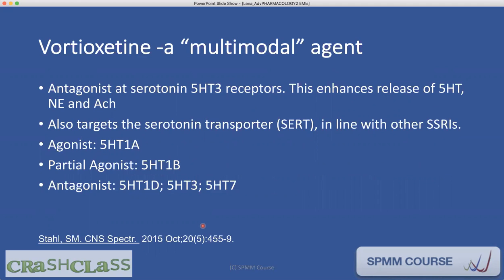It's a multimodal agent. It's an antagonist at the serotonin 5-HT3 receptor. This enhances the release of 5-HT, norepinephrine, as well as acetylcholine. It also targets the serotonin transporter like any other SSRI. So this is probably its primary mechanism of action, targeting the serotonin transporter, but it has a unique profile on the 5-HT3 system. It's also an agonist at 5-HT1A, and this may be helpful to treat anxiety, just like buspirone. It's a partial agonist at 5-HT1B, and an antagonist at 5-HT1D, 5-HT3, and 5-HT7. The 5-HT3 antagonism may actually enhance the release of monoamines.